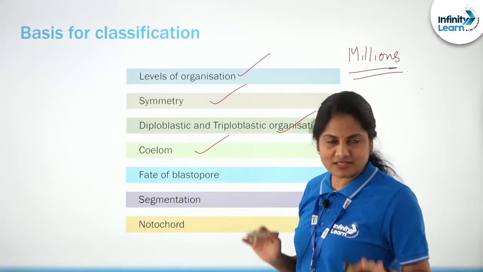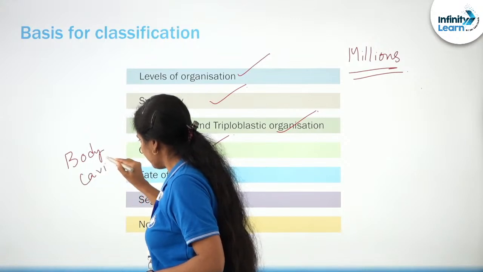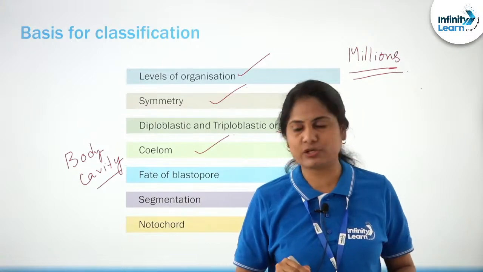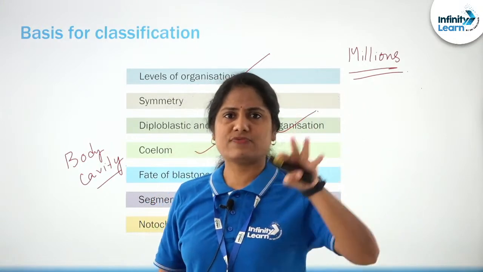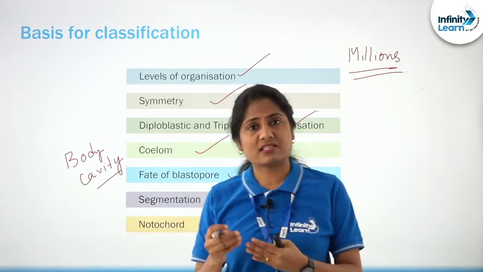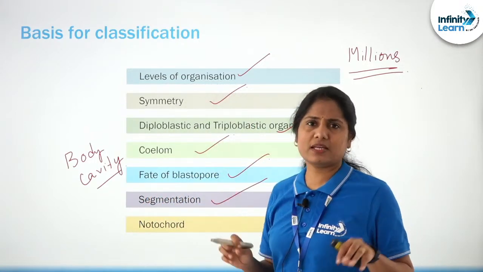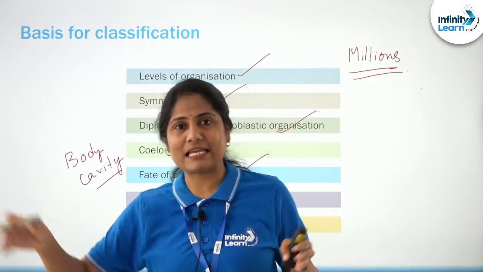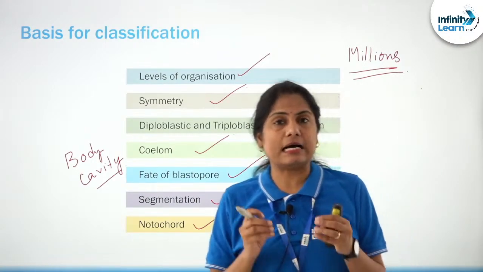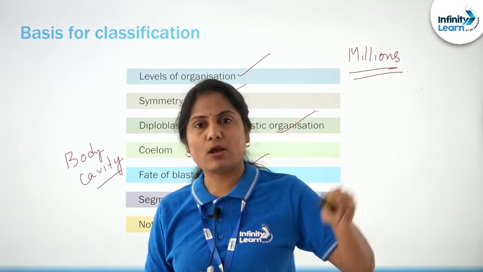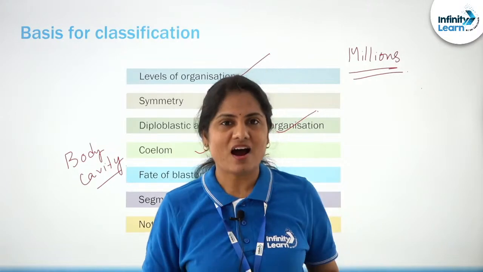The coelom, the term may sound fancy, but it's just a body cavity. Cavity within the body is what is referred to as the coelom. The fate of the blastopore: there is this opening in the embryonic stage, and whether it forms the mouth first or the mouth forms at a later point of time. We have the protostomia group and the deuterostomia. Segmentation is a very easy term to understand: whether the body is segmented, whether some or most of the organs are repeated. Notochord, yes, that's another structure present at the embryonic stage, which may or may not be replaced by the vertebral column. This is something that you would have learnt in your high school as well. I know most of you are recalling that.